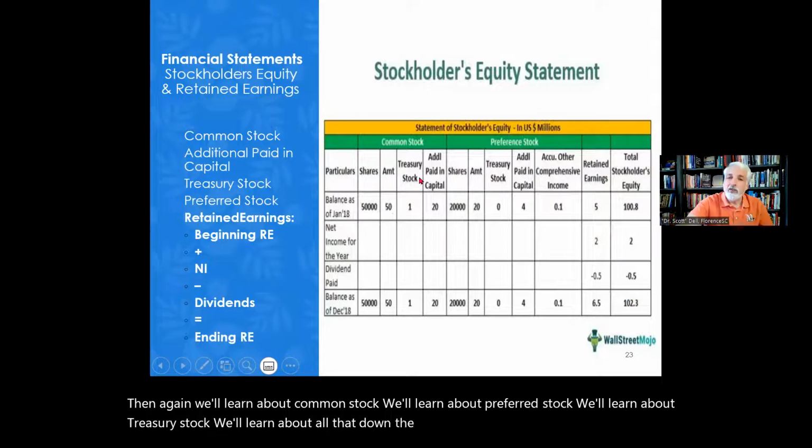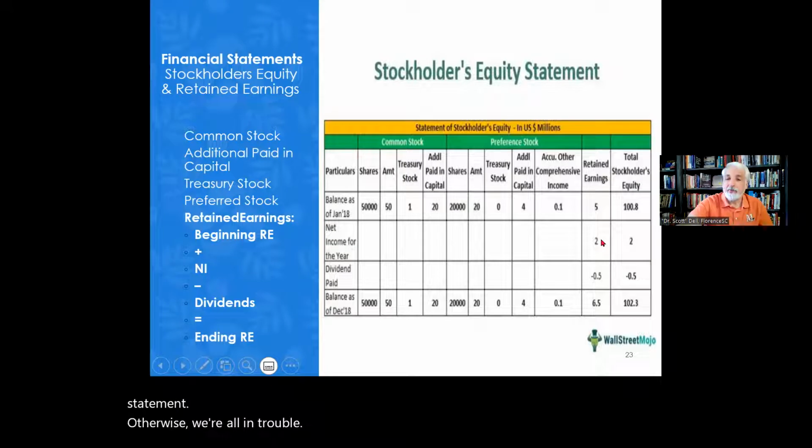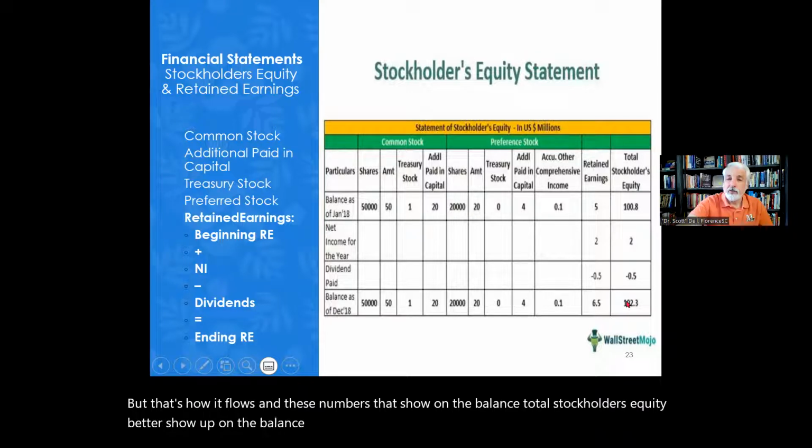But bottom line, you want to see where the profits are coming in. And by the way, this income for the year better match your income statement. Otherwise, we're all in trouble. But that's how it flows. And these numbers that show on the balance, total stockholders' equity, better show up in the balance sheet. All these statements are related.